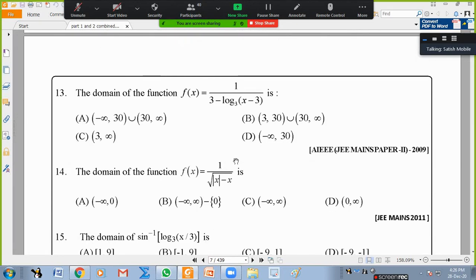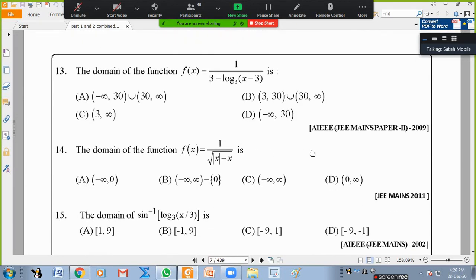Okay, 12 I discussed already. 13, anybody any doubt? Yes, sir. Okay. 13, we have to check only two things for the domain. Denominator should not be 0. Inside the log, if something is there, it should be greater than 0.